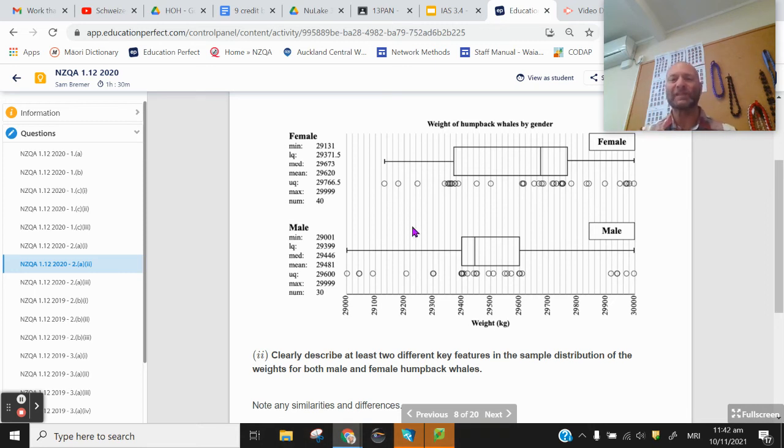So first off, the center, looking at the median. We see that the median for the females is bigger than the median for the males. Say by how much? Always a good idea there.